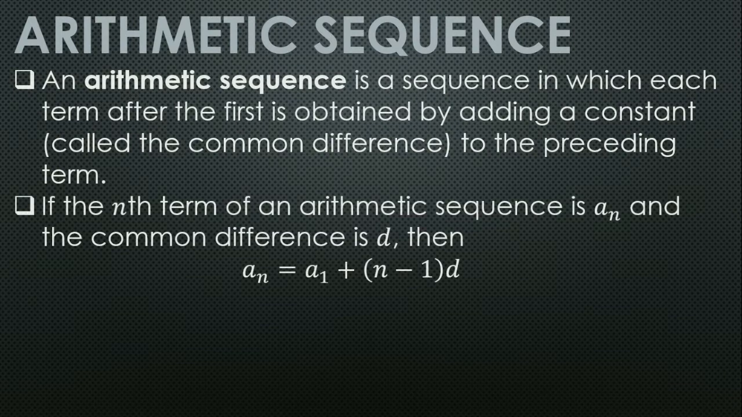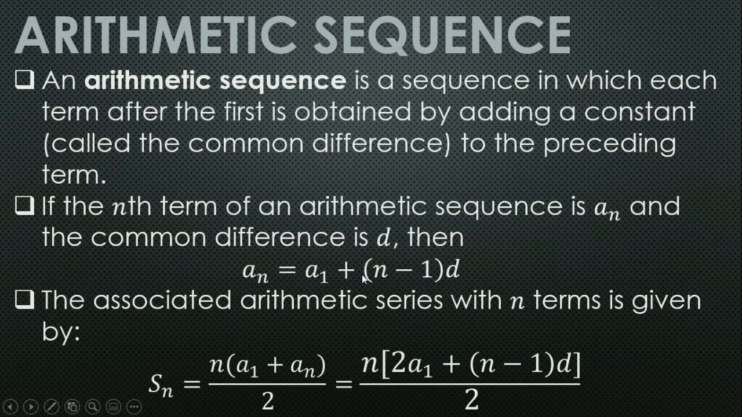Ibig sabihin, arithmetic siya kapag meron silang common difference. Makukuha yung susunod na term by adding that specific constant doon sa naunang term, and so on. Okay? If the nth term of an arithmetic sequence is a sub n, and the common difference is d, then a sub n is equal to a sub 1 plus n minus 1 times d. The associated arithmetic series with n terms is given by S sub n is equal to n times a sub 1 plus a sub n all over 2.